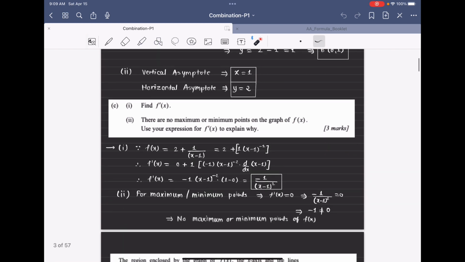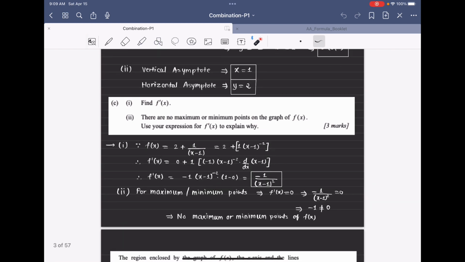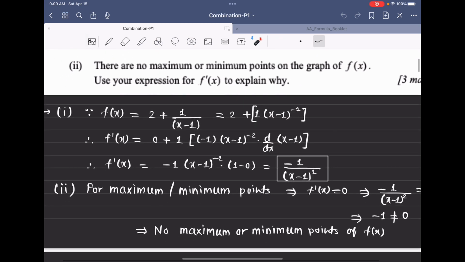Now we are moving to the second part, which is the derivative. Now they say find f dash x. For f dash x, I am writing f of x is equal to 2 plus 1 over x minus 1. I am rearranging this equation: 2 as it is, 1 as it is, and x minus 1 I am bringing up, becomes x minus 1 raised to minus 1. I'm still keeping it in a bracket. Don't open the bracket.